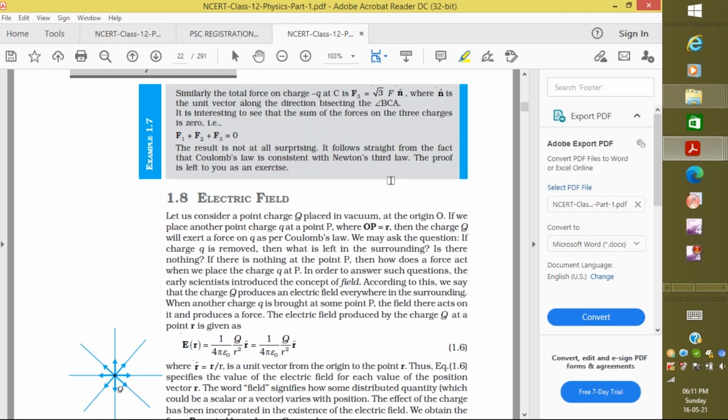You have to tell me whether you are able to see my screen or not. Yes, sir, I can see, sir. Electric field topic in books, sir. Yes, yes. And my voice is very clear, isn't it?